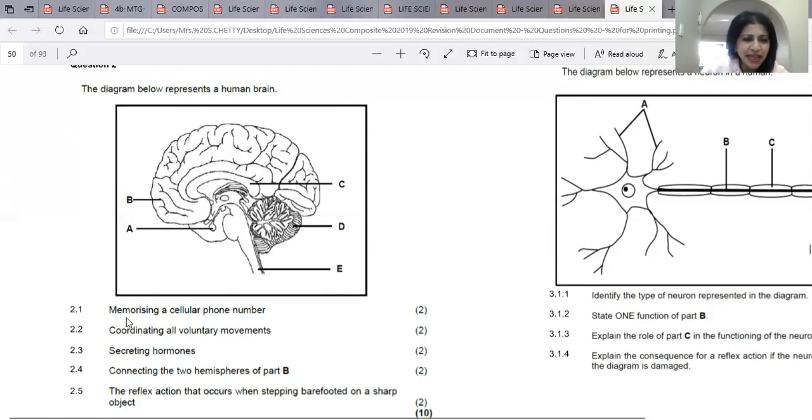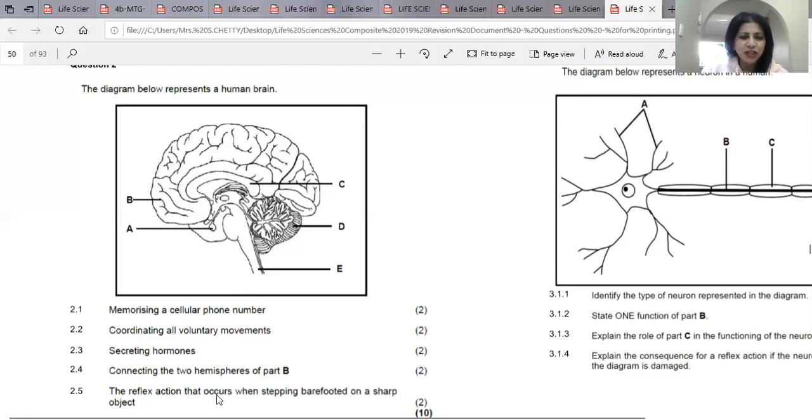Give the letter and the name of the part which is used in memorizing a cell phone number. Memory, judgment, intelligence, memory. Who was that? B, cerebrum. Coordinating, long word, and cerebellum. So D, cerebellum. Secreting hormones. Remember I told you it was the pituitary, A, pituitary. Connecting the 2 hemispheres of part B, that is your right cerebrum to your left cerebrum. Of course, that would be your C, corpus callosum.